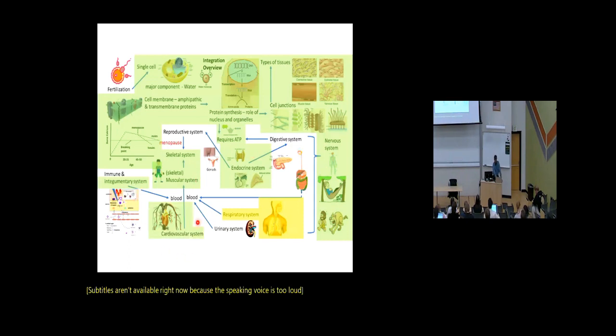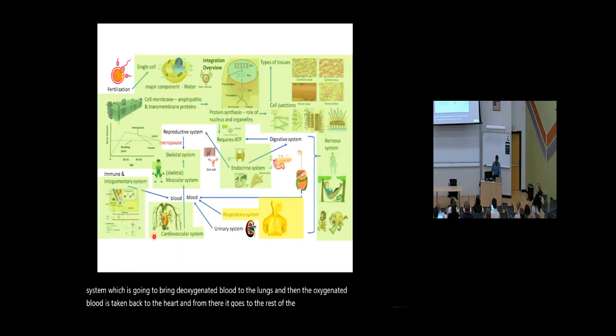And it is the cardiovascular system which is going to bring deoxygenated blood to the lungs, and then the oxygenated blood is taken back to the heart, and from there it goes to the rest of the body. And last but not least, we will see how the immune system can also play a role in the respiratory function. We will talk about an example of the immune cells which are found in the alveoli as well.